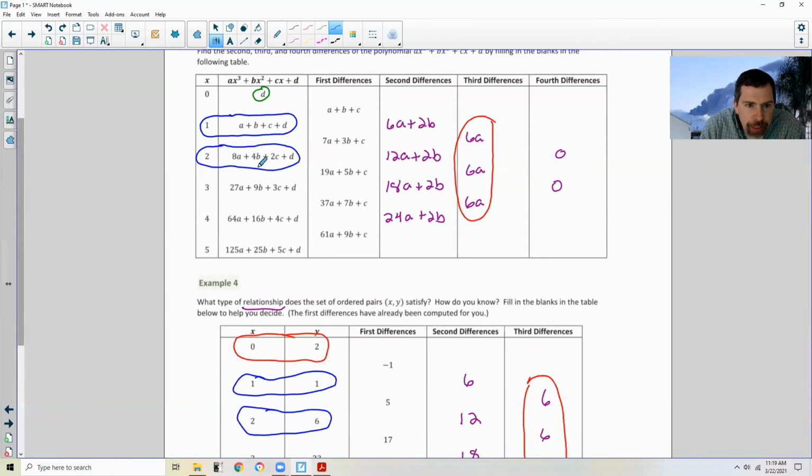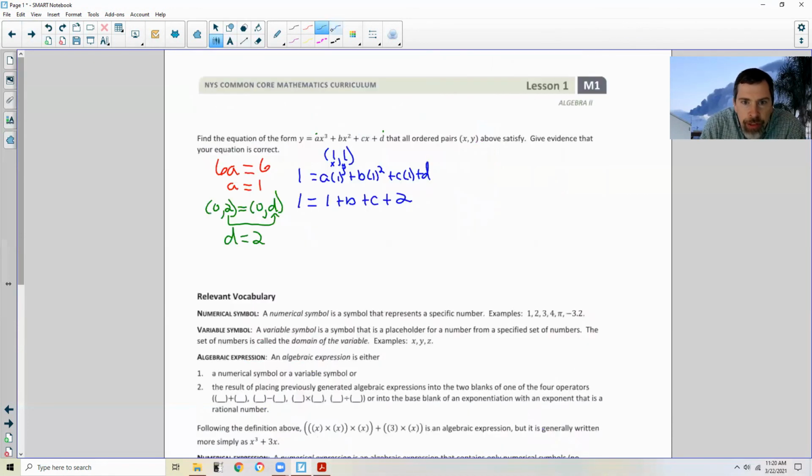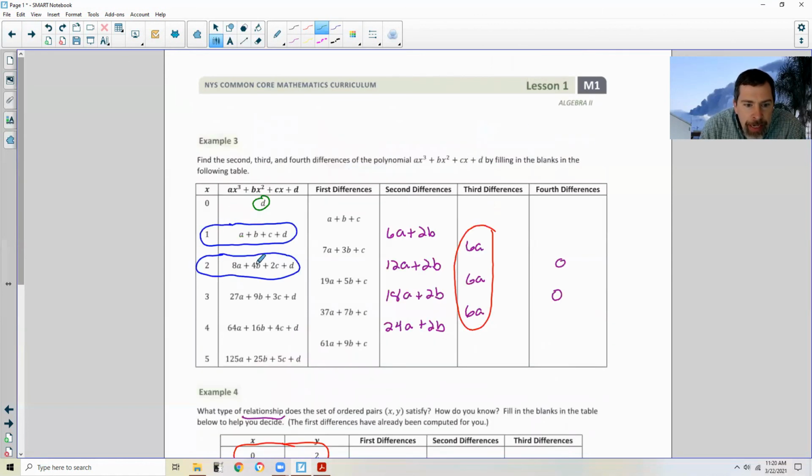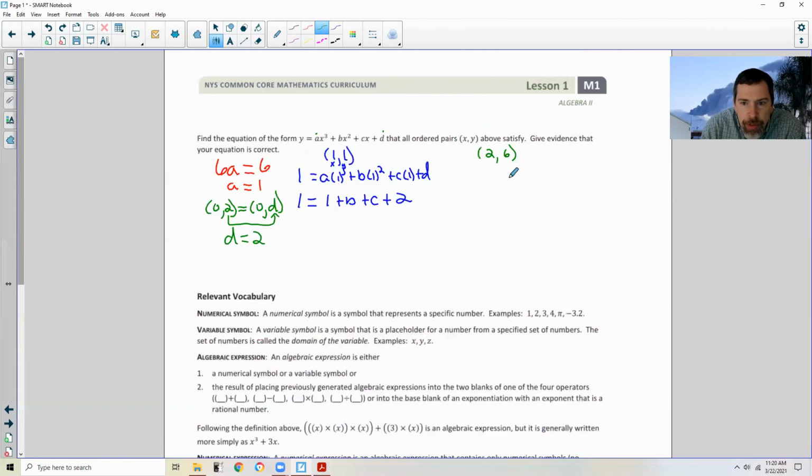Okay, and that is going to give us 8a plus 4b plus 2c plus d. When x was 2, we got 2, 6. So now I'm going to come back over here, and just to explain it, I'm going to put the point 2, 6 in here. And then I'm going to go back, and we got 8a plus 4b plus 2c plus d equals our y, but our y is 6.